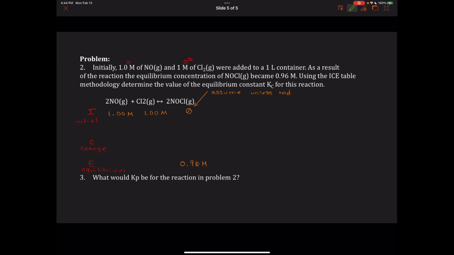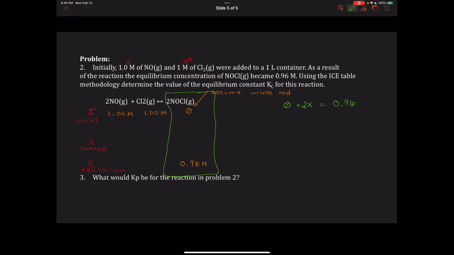So now what we're going to look at is I know the initial concentration of my NOCl, and I know its equilibrium concentration. So it's a product. It starts at 0. It's going to increase by some x amount, and that will be equal to 0.96.